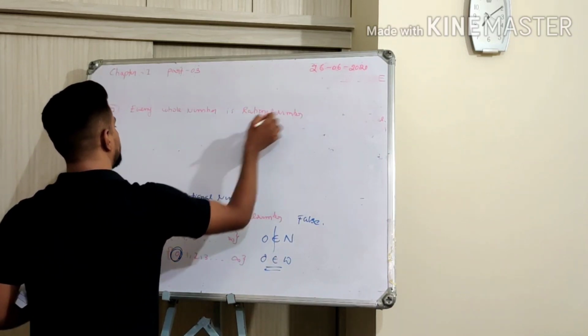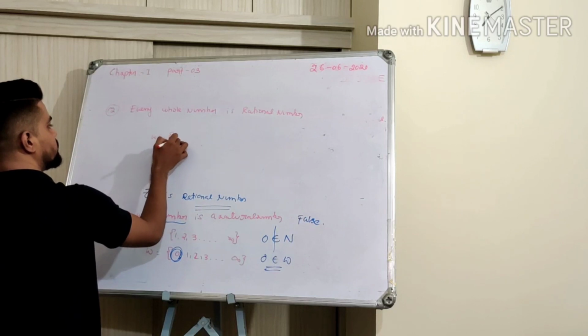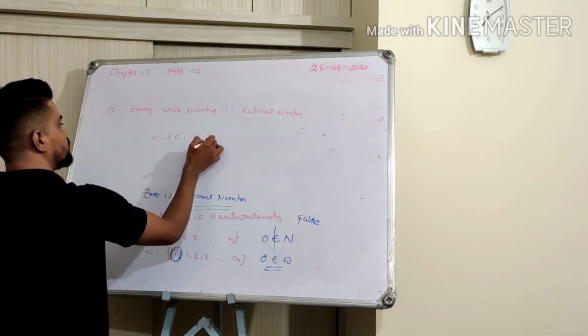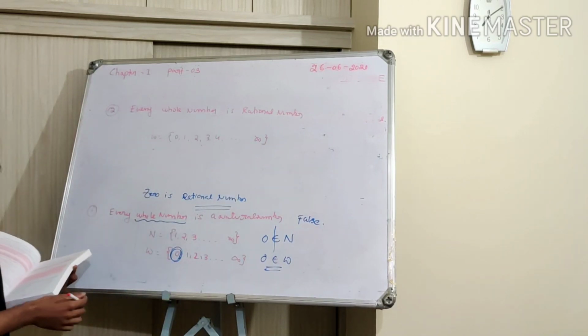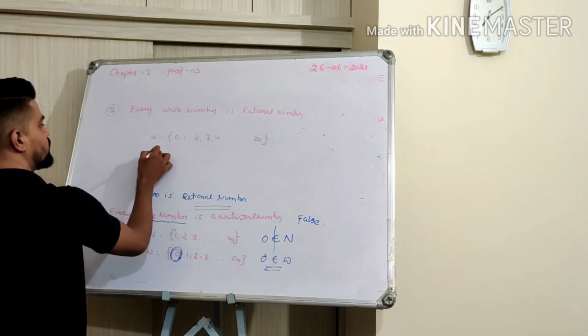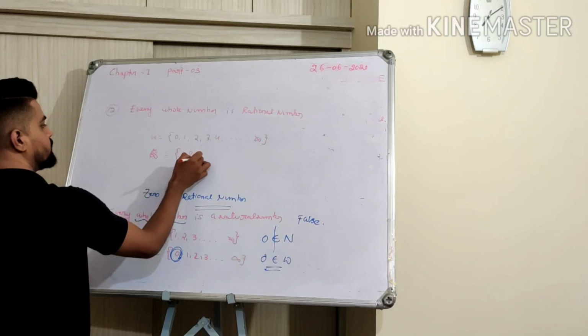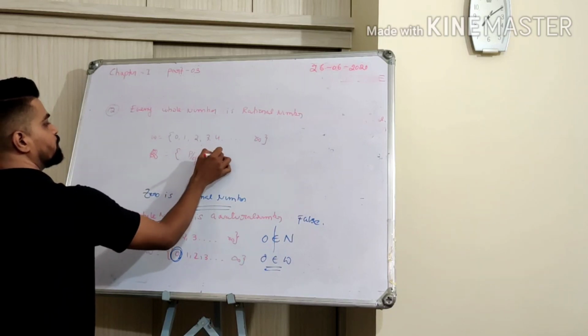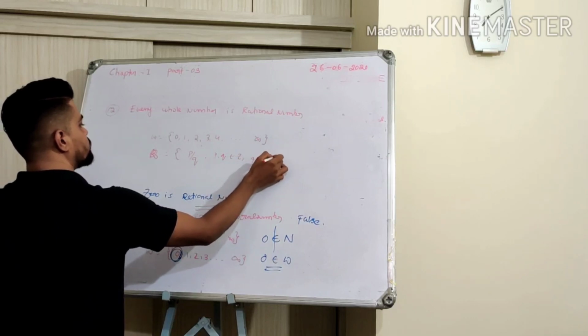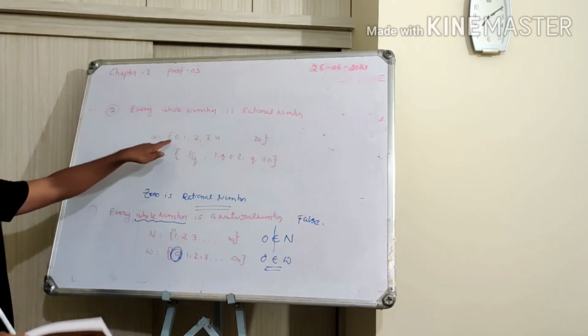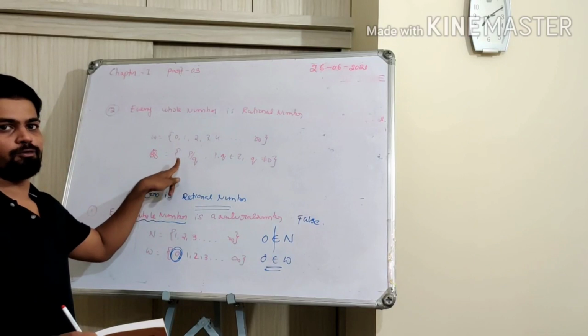What are whole numbers? Whole numbers are these numbers 0, 1, 2, 3, 4 till infinity. So what are rational numbers? Rational numbers, Q, are nothing but the numbers in the form of P by Q, where P and Q belong to integers and Q is not equal to 0. Now tell me, can every number of this be written in the P by Q form or not?